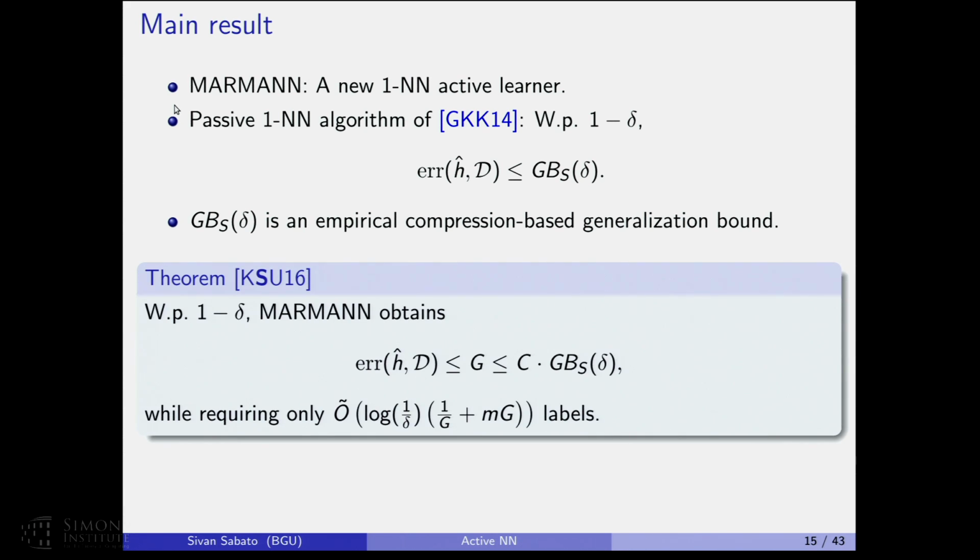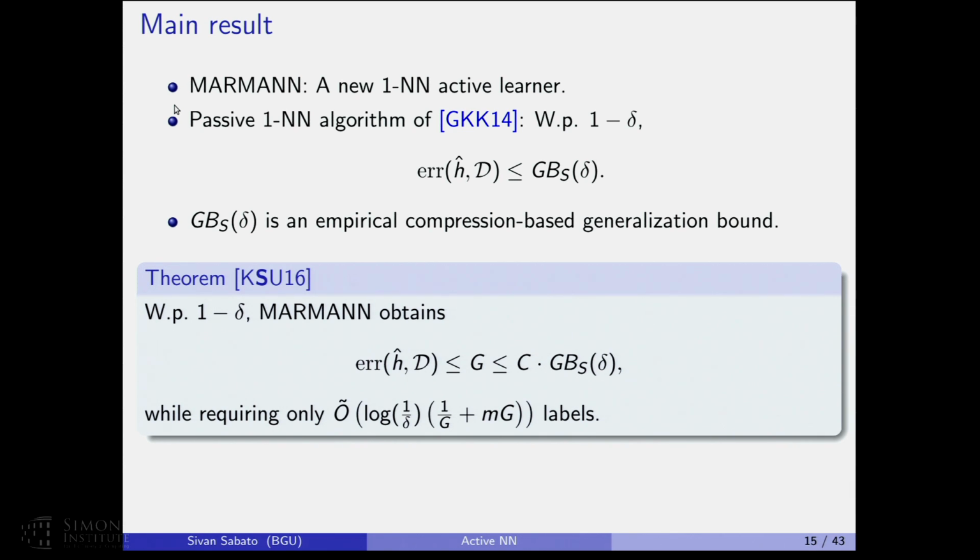What we guarantee instead is that we have an active learner, and it obtains an error bound which is, up to a constant, the same as the error bound of the passive learner. So we pay by some constant factor on the error. So this is the competitiveness with the accuracy. But then the advantage is that we will require fewer labels.